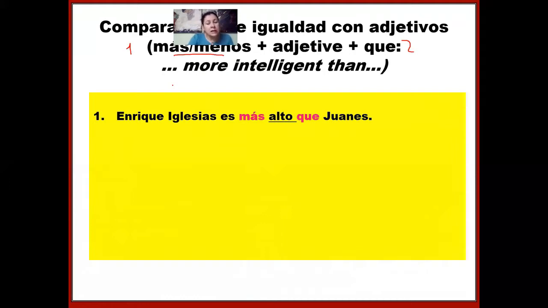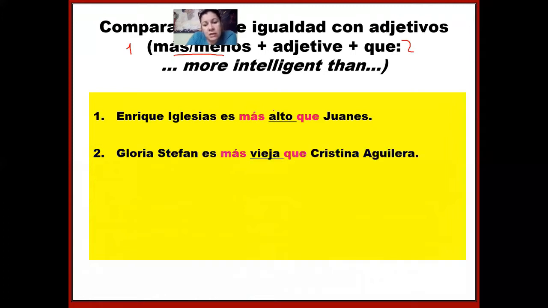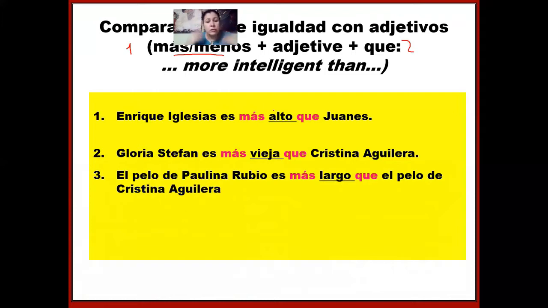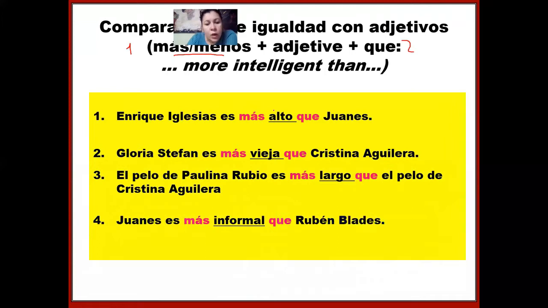Enrique Iglesias es más alto que Juanes. See? Enrique Iglesias es más alto que Juanes. If you go back to the textbook, you'll see this information. Enrique Iglesias es más alto que Juanes. Gloria Estefan es más vieja, she's older, es más vieja que Cristina Aguilera. And el pelo, Paulina Rubio's hair es más largo que el pelo de Cristina Aguilera. ¿Sí? And last one, Juanes es más informal que Rubén Blades. Obviously, I could say Juanes es menos alto que Enrique. So I could say something with menos instead of más, which we're going to see in the next example.